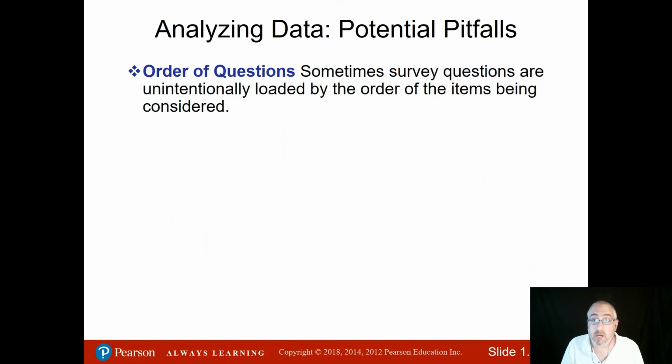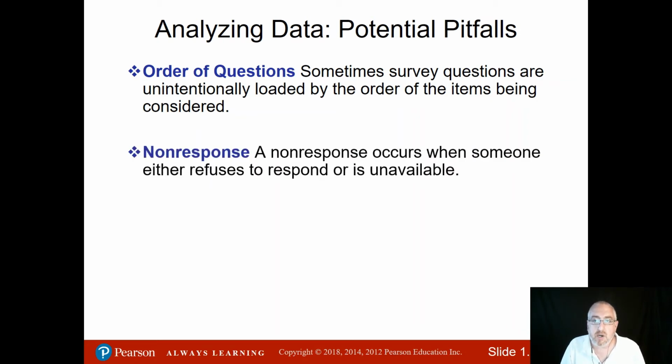The order of questions: you can lay them in a specific order, so that you're trying to steer them to a specific result that you want to happen, and that's not cool with stats. Non-response occurs when someone refuses to respond. If somebody doesn't respond, you're not getting the true idea of what the results actually are because they just didn't respond.